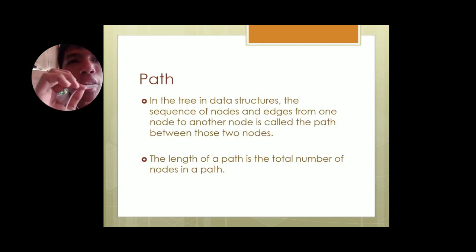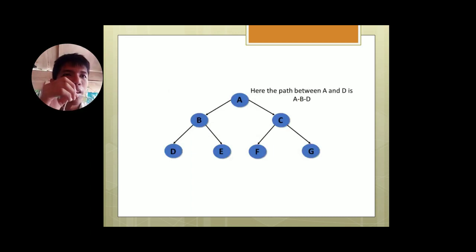In the tree data structure, the sequence of nodes and edges from one node to another node is called the path between those two nodes. The length of a path is the total number of nodes in the path. So for example, the path from A to D is ABD, and the path from A to G is ACG.